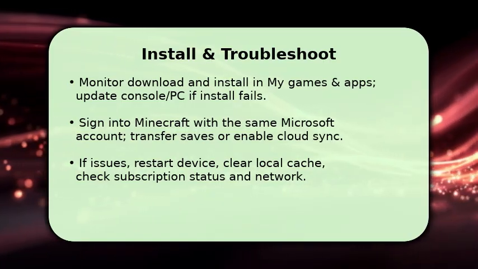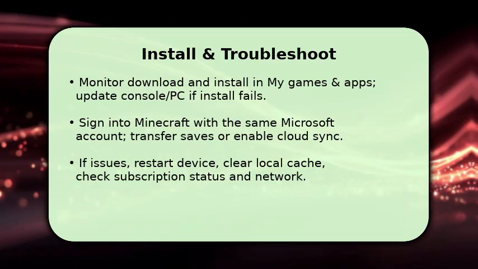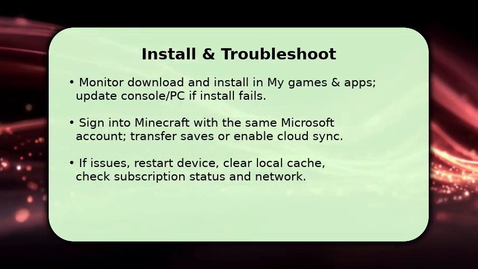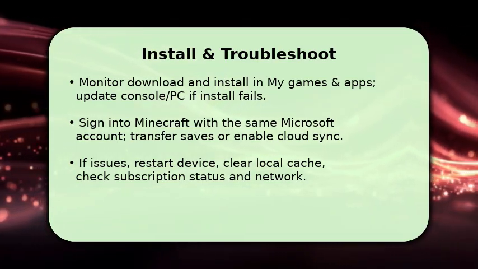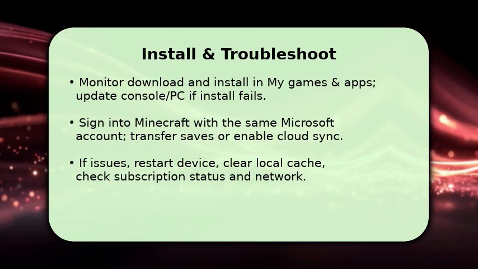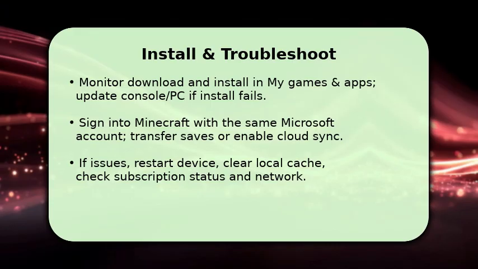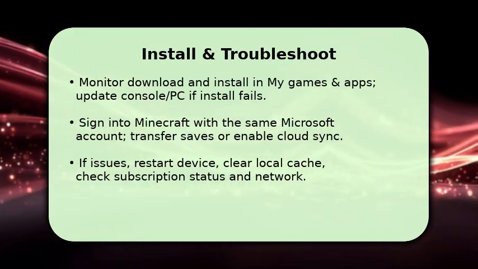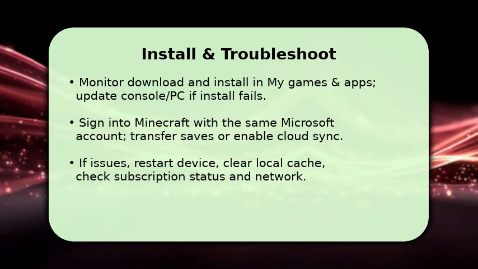Once installed, enable Cloud Sync or transfer local saves if you moved platforms, and verify game updates. If something goes wrong, first restart the console or PC and sign out/sign in to refresh licenses. This often clears entitlement errors. Make sure your Game Pass subscription is active and your network is stable.